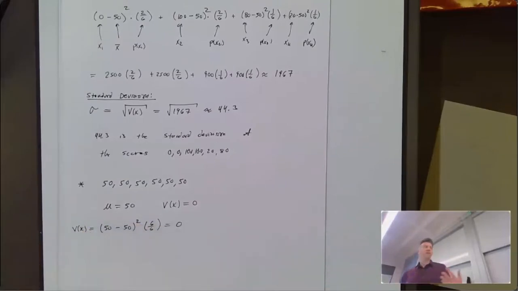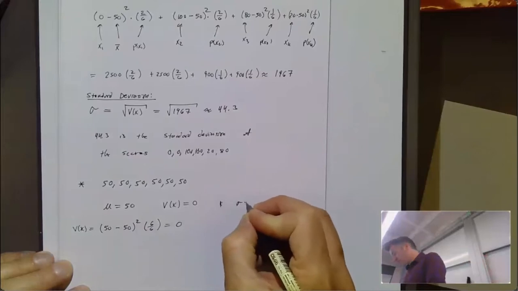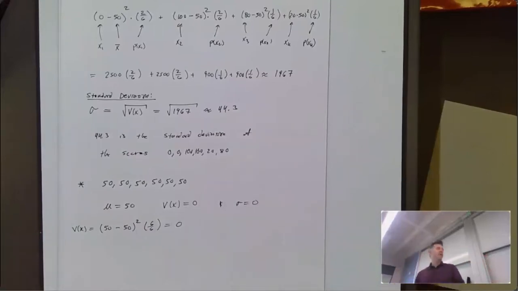So you don't often see things distributed with a mean or with all the same score with a variance of 0, but it can happen. Also, the standard deviation would be 0. Not very exciting, but just point it out.